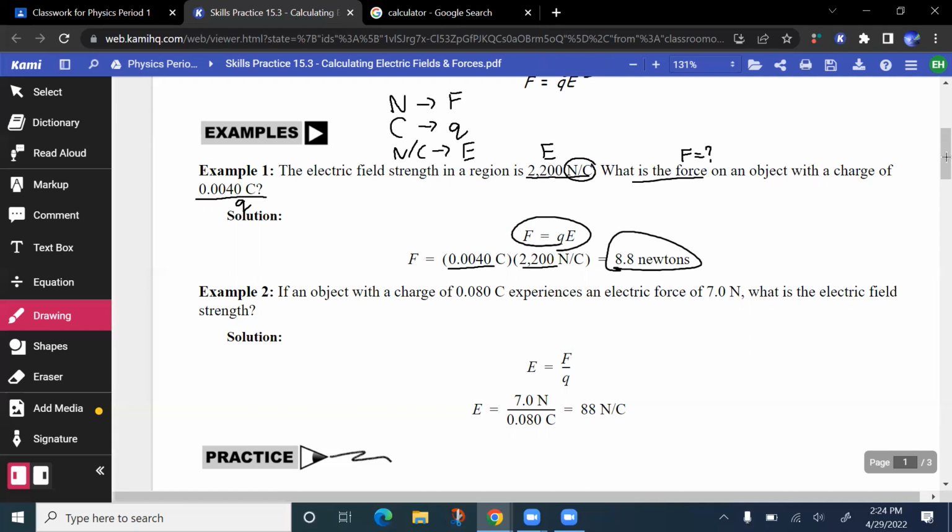Let's annotate example number 2. If an object with a charge of 0.00080 coulombs, so that would be Q, experiences an electric force of 7 newtons, what is the electric field strength? So we are looking for E. You would take this equation and solve it for E by dividing by Q. So 7 newtons divided by 0.08 coulombs gives us 88 newtons per coulomb. So that's how we annotate problems like this.